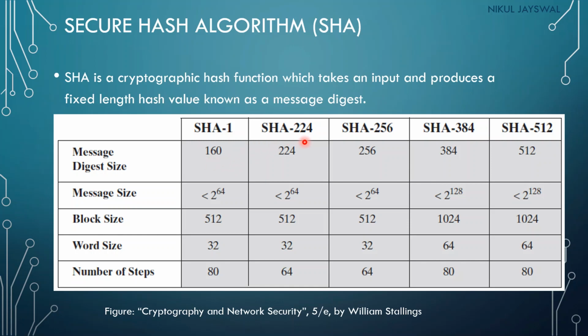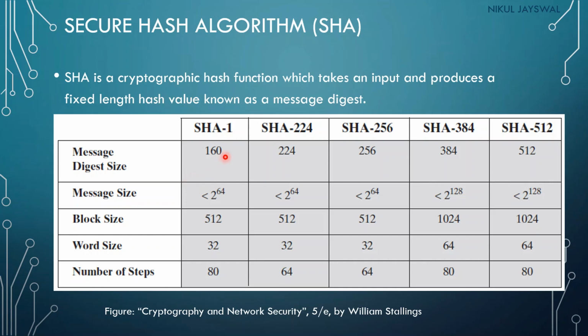So for SHA-224, the size of the hash value will be 224 bits. For SHA-256, the size of the hash value will be 256 bits. For SHA-384, the size of the hash value will be 384, and for SHA-512 the size of the hash value will be 512. So this is basically the output size. When we calculate the hash value of some message or file, the output will be 160 bit, 224 bit, 256 bit, 384 bit or 512 bit for the respective algorithm.